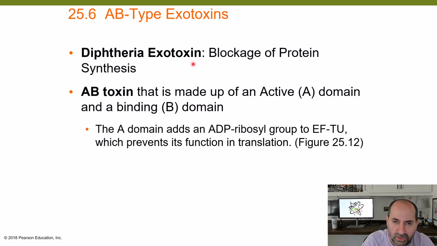This exotoxin works by blocking protein synthesis. And the way it does it is by the A domain of the toxin adds an ADP ribosyl group to EF2, or elongation factor 2, which prevents its function in translation. Let me show you.